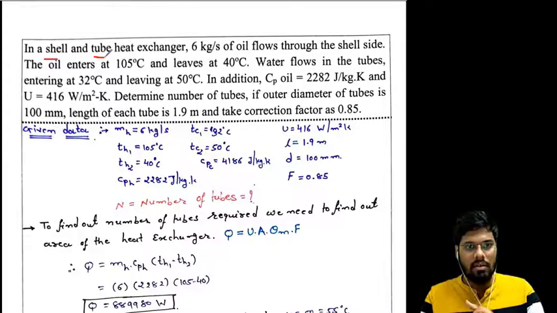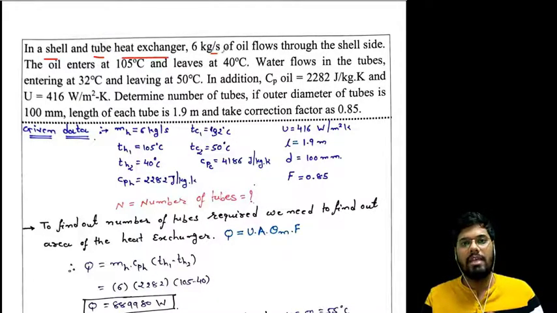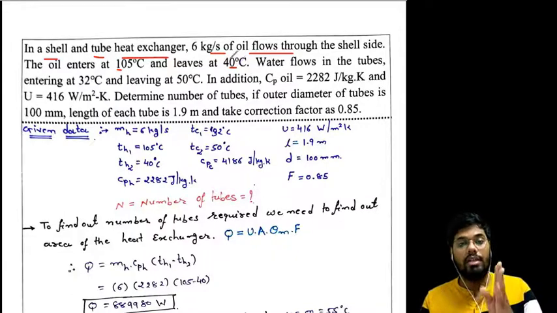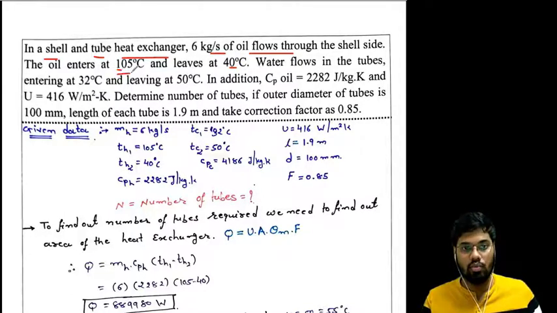So in that type of heat exchanger, shell and tube heat exchanger, 6 kg per second of oil flows through the shell side. We don't know if oil is a hot fluid or cold fluid. Let's figure it out. The oil enters at 105 and leaves at 40 degrees Celsius, so its temperature is going down, so it is our hot fluid. So this is our TH1 and this is our TH2. TH1 is 105, TH2 is 40 degrees Celsius, and this mass flow rate of oil, the mass flow rate of hot fluid, mH, is 6 kg per second.